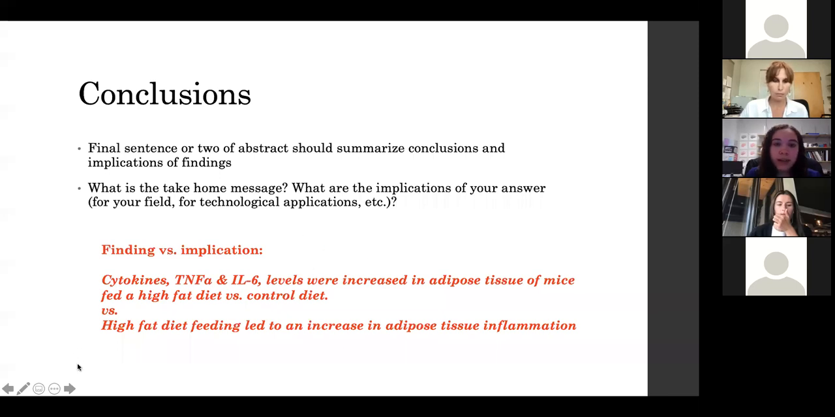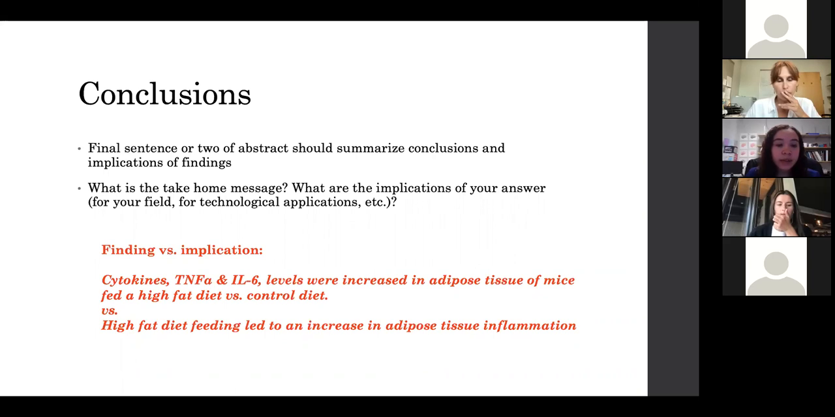So you can use a final sentence or 2 in your abstract to summarize your conclusions and the implications of findings. As I said, this section should be devoted to the overall take-home message of your study.